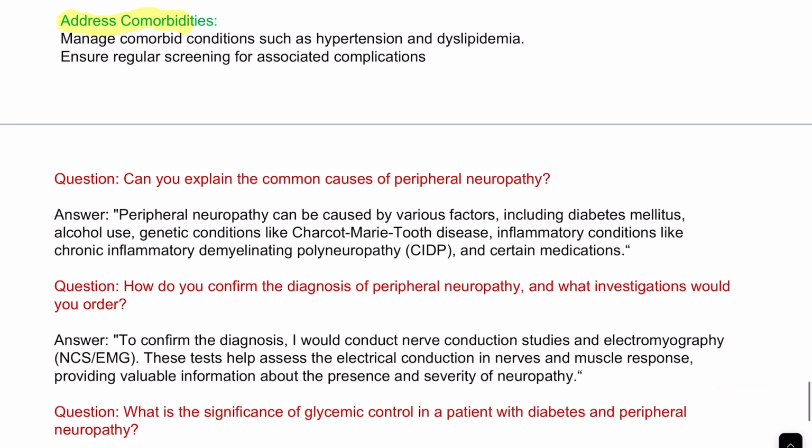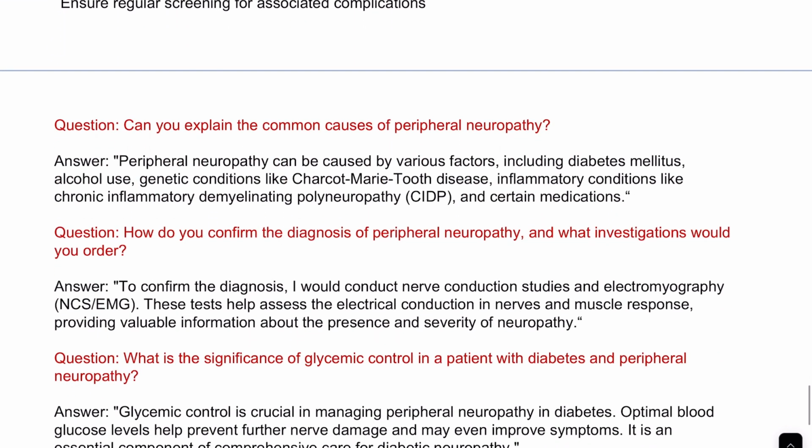Some of the questions which the examiner may ask: can you explain the common causes of peripheral neuropathy? Again, I'm repeating these because these are very common questions which the examiner asks. So you must be very familiar with these questions, and all the answers should be prepared because in the exam you'll be under a lot of stress. There is not much time, so all your answers should be at your fingertips, so that you can answer promptly.